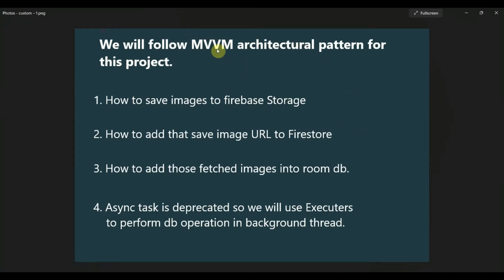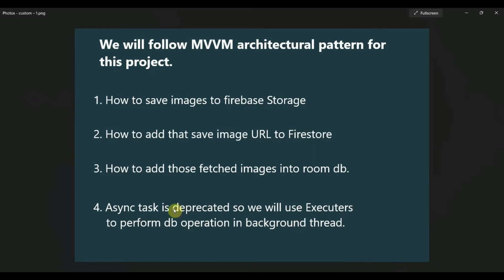So yeah, we are going to use MVVM architectural pattern, and then we'll see how we can save images to Firebase storage, and then we'll add those images URL to Firestore database, and also we'll save those images into room database. So if there is no internet connectivity, we can still get the data from local database, which is SQLite.